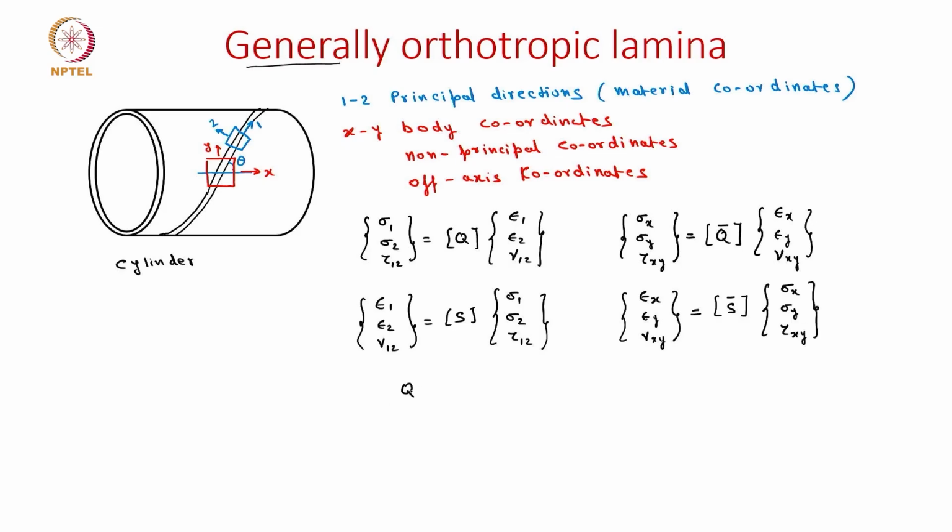So, first let us write it here. Q with the bar is the transformed stiffness matrix and S with a bar is the transformed compliance matrix.